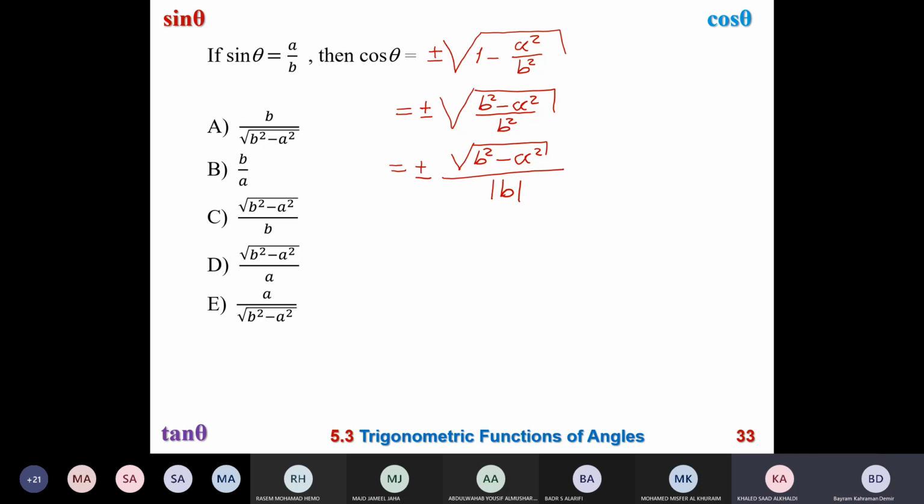Now, Shabab, which one is the possible answer? C, right? C is the possible answer. Everybody sure, Shabab? Yes. All right.